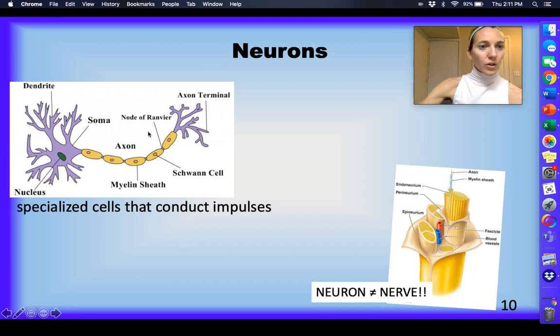So you're going to see just basic organization here. So here's the cell body, nucleus. Soma means body.